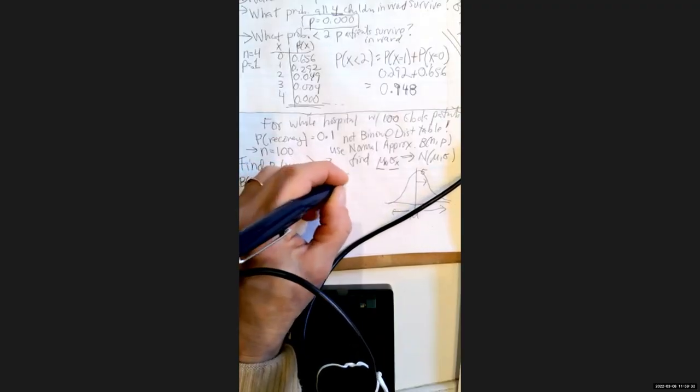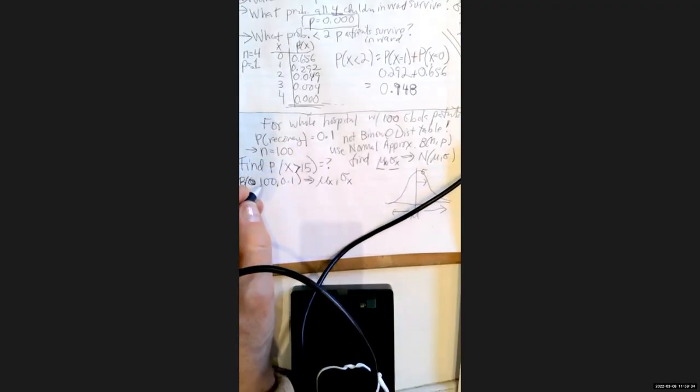So I have a binomial distribution with n = 100, p = 0.1. I'm going to find my mu of x and my standard deviation of x. Right, so I'm in a binomial setting, but I need to use the normal approximation. How am I going to do that? I'm going to find the mean and standard deviation of my binomial distribution.